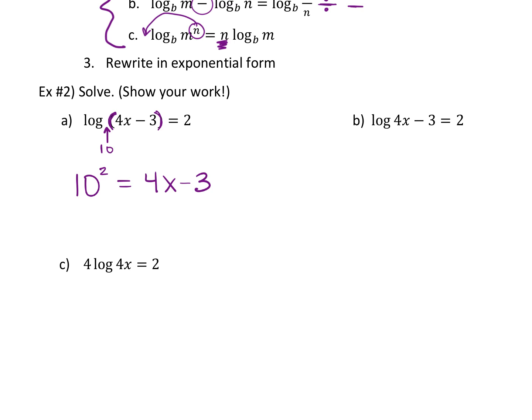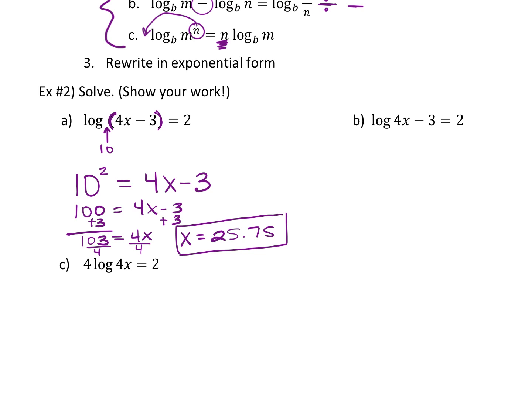Now this is very simple algebra. Solve for x. 100 equals 4x minus 3, so add the 3. You get 103 equals 4x, and divide by 4. So x comes out to 25.75.